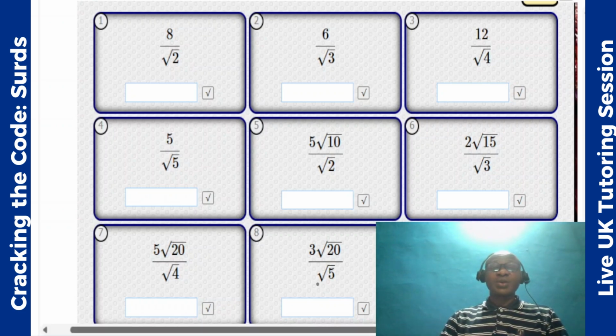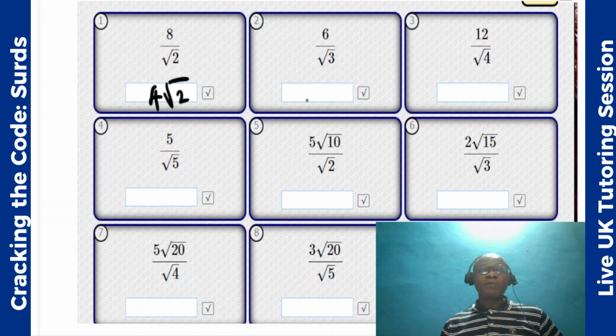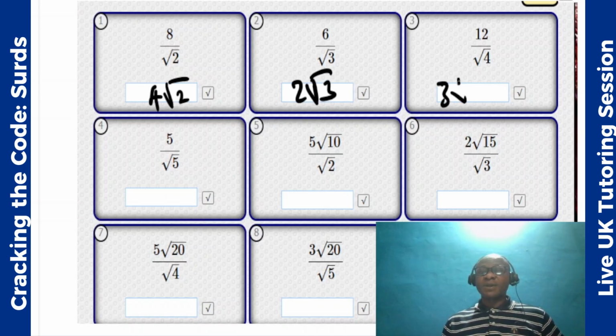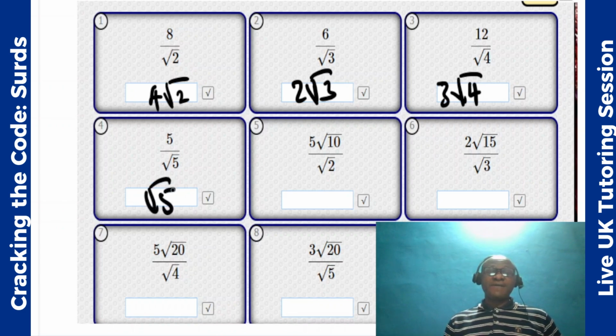Okay. So your answer to number 1, you said is 4 root 2. Number 2, 2 root 3. Number 3, 3 root 4. Did you say 3 root 4? Yes. Number 4, root 5. Number 5, 5 root 5.